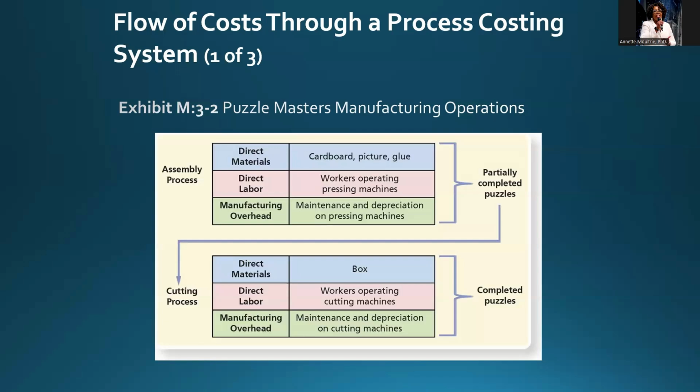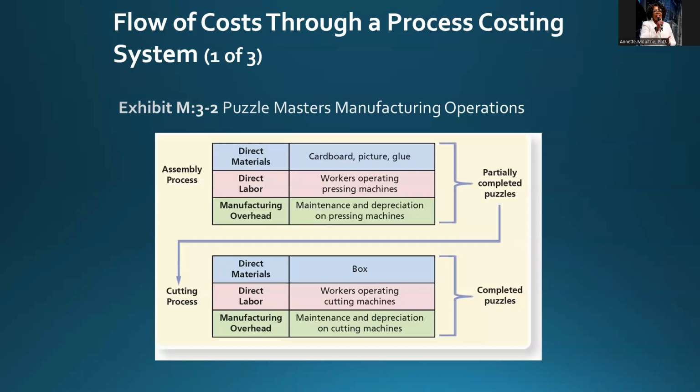Now, throughout these processes, production costs accumulate and they are assigned to the puzzles as they progress through each department. Each department at the company tracks costs separately, because the printing department handles the initial assembly and the cutting department manages the final product preparation. So the company uses a process costing system to allocate costs across both stages of production.